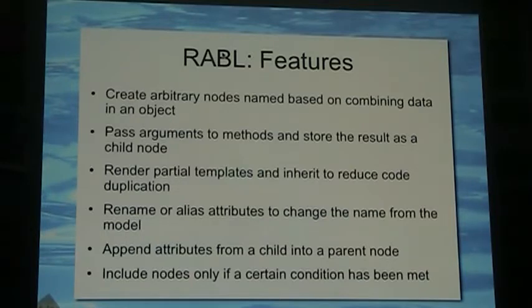But once we start seeing the repetition of columns, that's where RABL's partials and inheritance system starts becoming useful. So yeah, you can render partials, you can do alias attributes, you can append attributes from a child back up to a parent node. It's called gluing. And then you can also do conditional nodes. I guess code speaks louder.